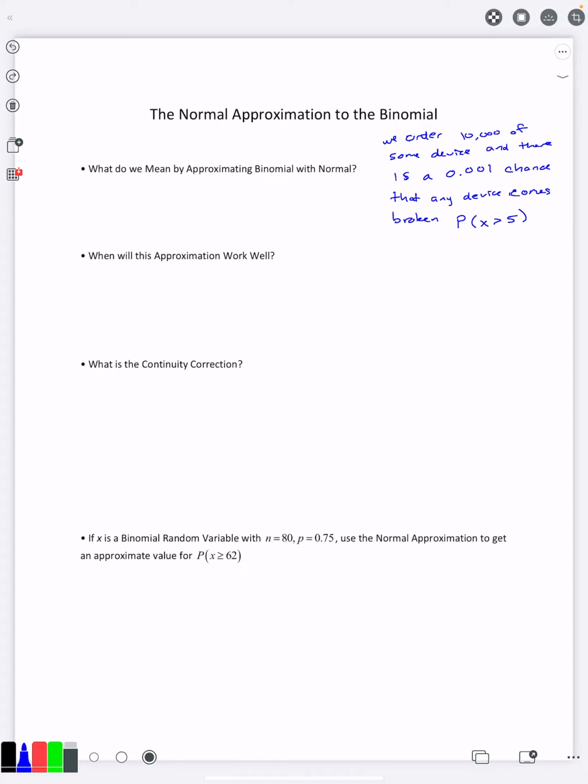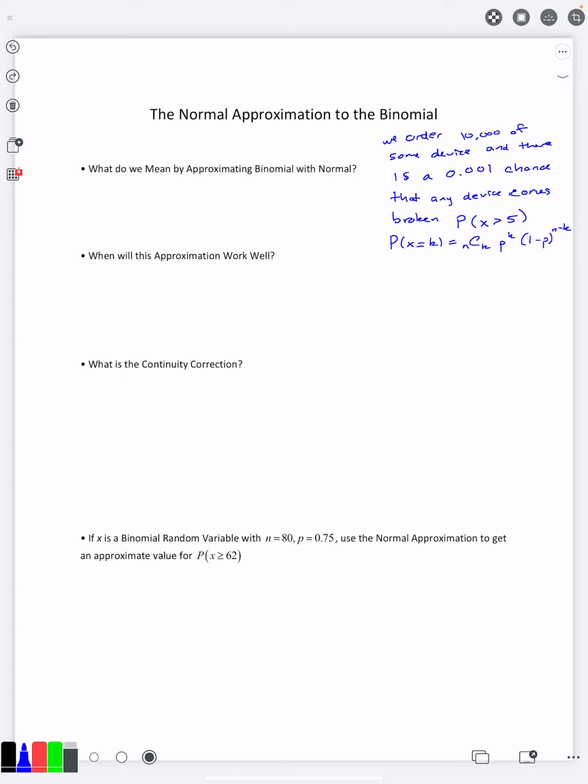Well, we learned you can find the probability for a binomial variable for any specific value of k using this formula right here. However, if I want to find the probability that there's more than 5 broken devices, I would need to find the probability where there's 6 broken, and 7 broken, and 8 broken, and 9 broken, and so on, all the way up to 10,000. That would be an insane amount of work. Now, sometimes we could take the complement and then we just do 0, 1, 2, 3, 4, 5. That'd be a lot better. But complements don't always help that much.